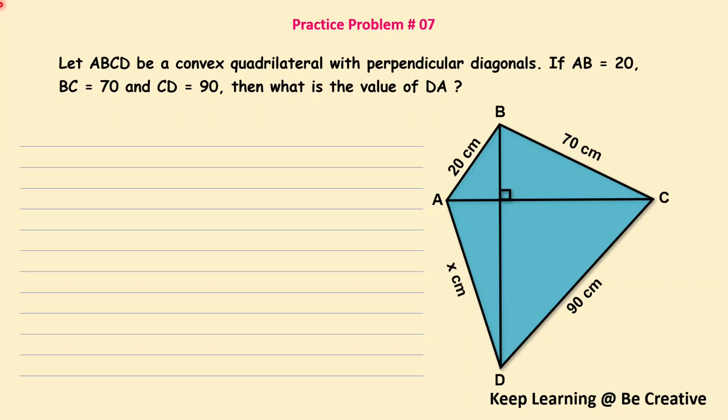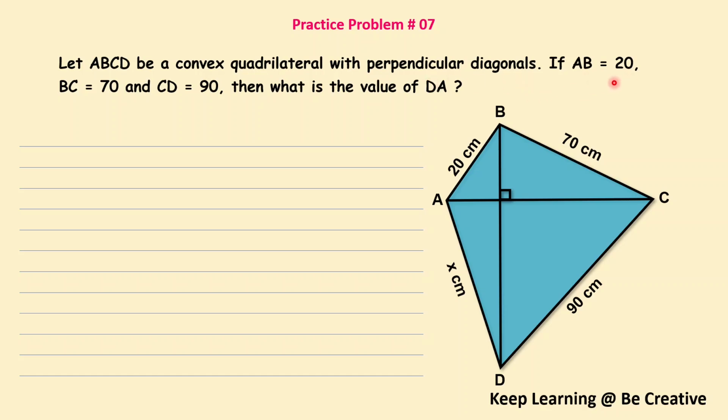Hello everyone. In this video, we are going to discuss an interesting geometry problem and learn an interesting concept related to it. So here we have been given a convex quadrilateral ABCD, in which the important piece of information is that the diagonals are perpendicular. So this quadrilateral has perpendicular diagonals.